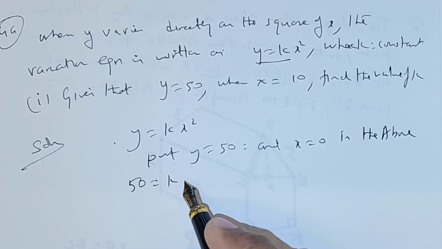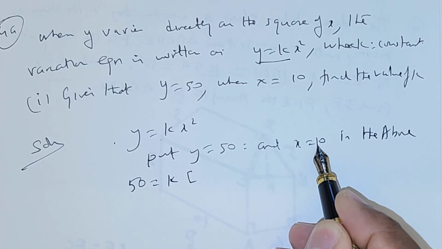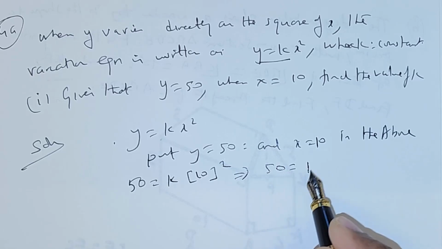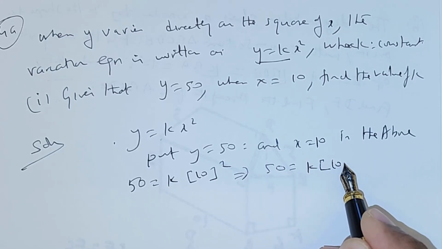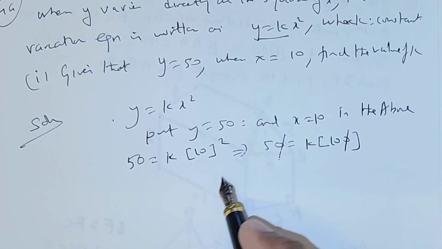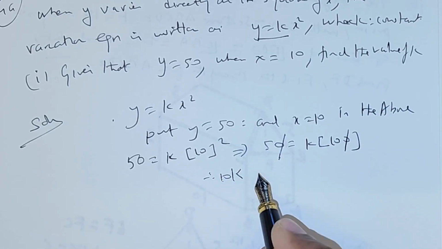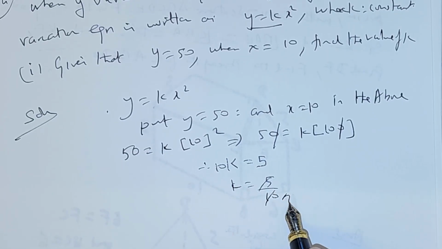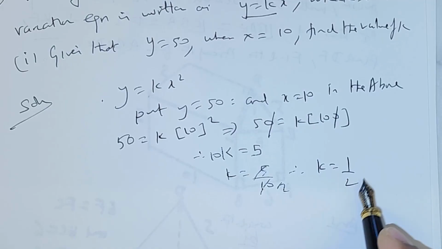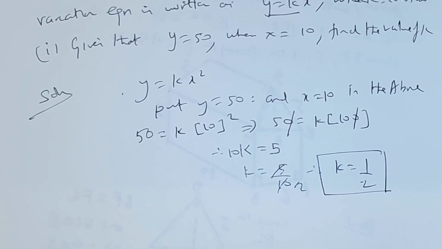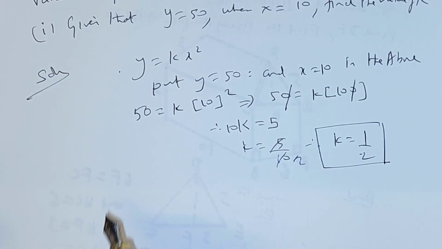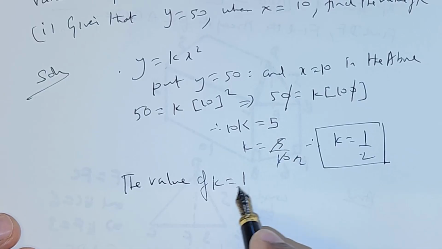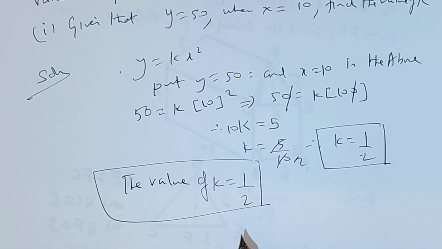So 50 is equal to k times 10 squared. So this means 50 is equal to k times 10 squared, which is 100, so 50 is equal to 100k. So a 0 and a 0 get cancelled. So therefore 5 is equal to 10k, so k is equal to 5 over 10. 5 divides here 2 times. So therefore k is equal to 1 over 2. Right? So you can simply write that down. The value of k is 1 over 2 and you box that result.